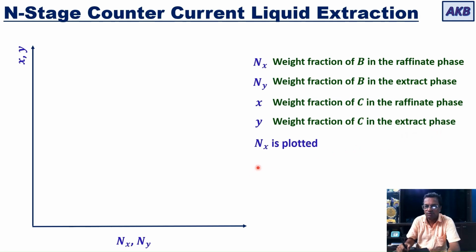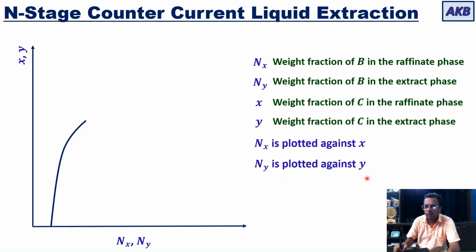What we will do is plot nx against x, and if nx is plotted against x, we will get the A rich part of the binodal solubility curve. And when you plot ny against the corresponding y, you will get the B rich part of the binodal solubility curve. In this way, you have the ternary equilibrium diagram, on which we will follow all the material balance equations that we have written.